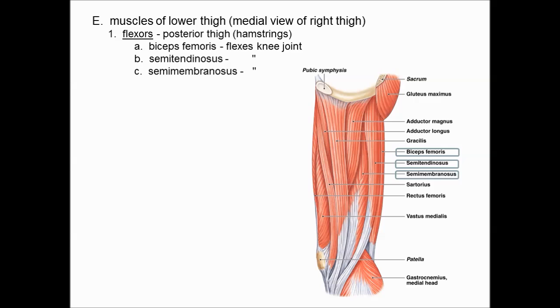So these are, again, layered muscles, the biceps femoris, the semitendinosus and the semimembranosus, and they're all flexors. They decrease the angle of the knee.